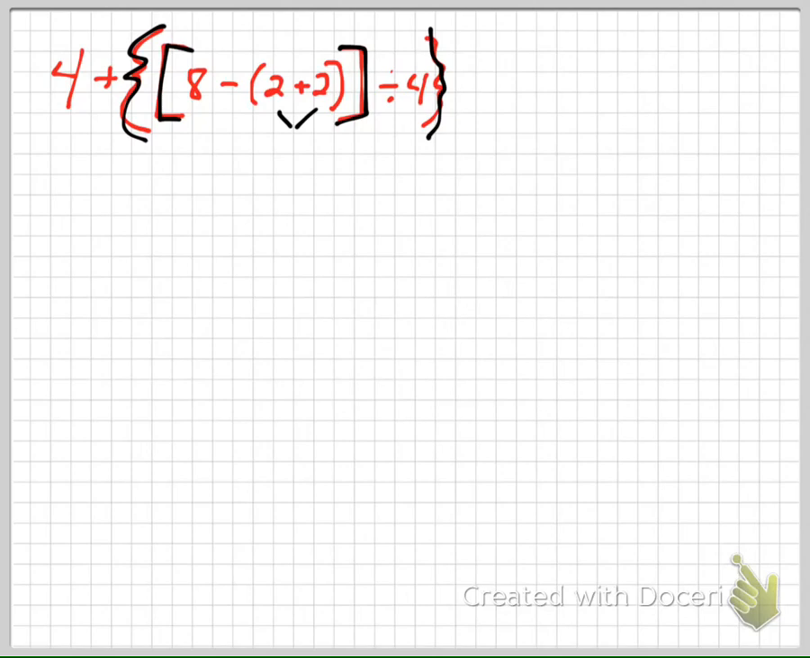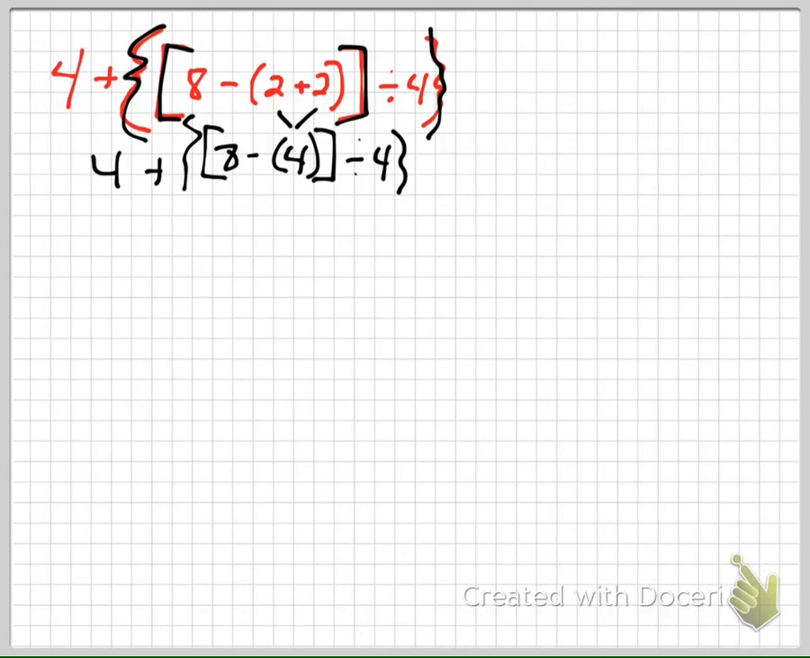What is 2 plus 2? 4. 8 minus 4. Should be in brackets, right? This can be in parentheses. Okay, and I bring everything else out. Squiggly line divided by 4. Squiggly line 4 plus. I did that. Does that make sense?